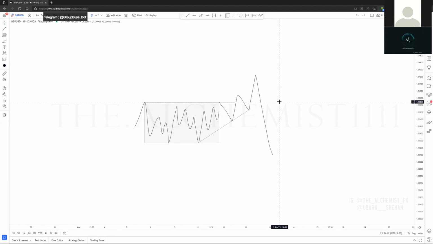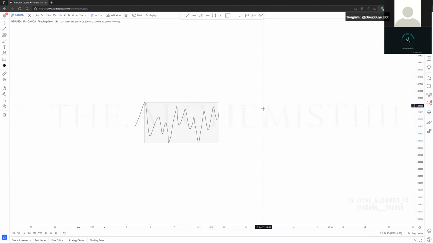Let's talk about this once again. It's not always liquidity, only sometimes, but most of the time it is liquidity. But this is the first example. You understand that, right? This will be the first one.